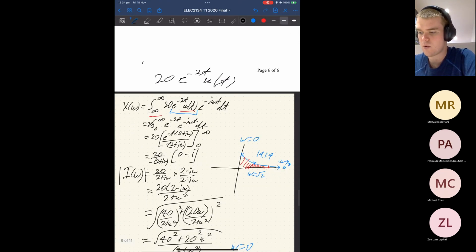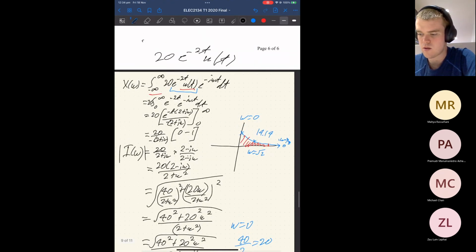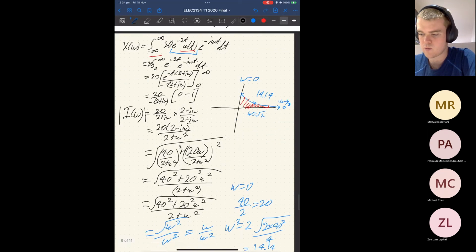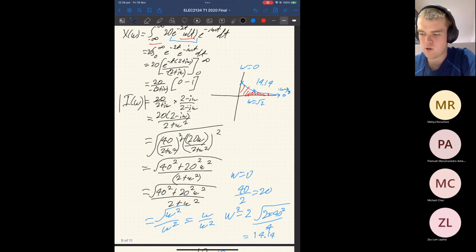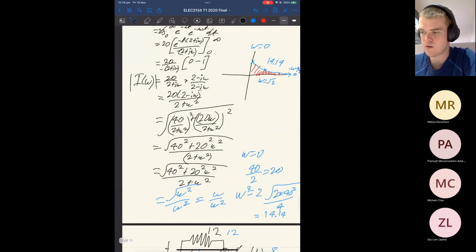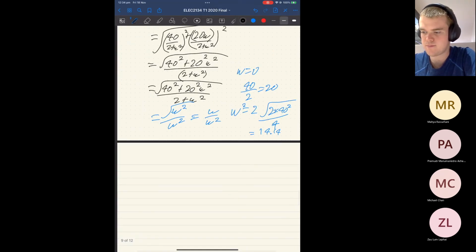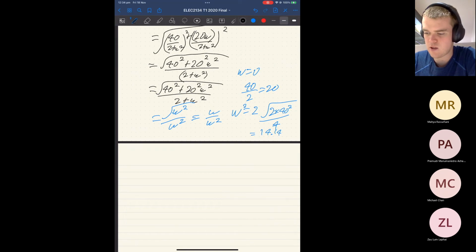So what we want to do is go back to this expression that we have here. We can use this one here, and we want to integrate that. Oh, I didn't want that one. Oh well. So we want to take the integral of 40 squared plus 20 squared omega squared over 2 plus omega squared, and the square root of that.